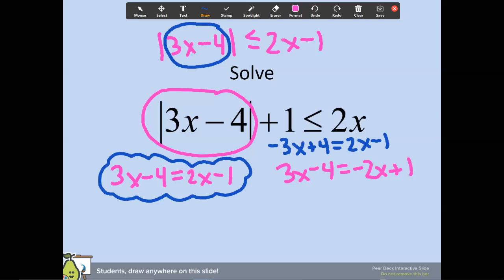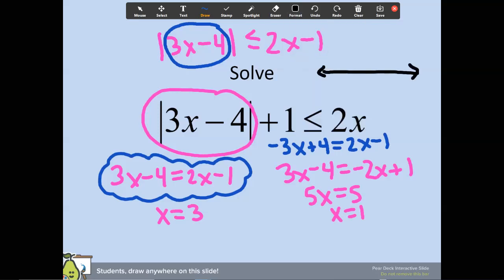So then I'm going to be working this out. I'm going to get x is equal to, by subtracting 2x, adding 4, x is equal to 3. Over here, I'm going to add 2x, so I'm going to get 5x. I'm going to add the 4, so I get 5. I get x is equal to 1. So I have these as my boundary points.